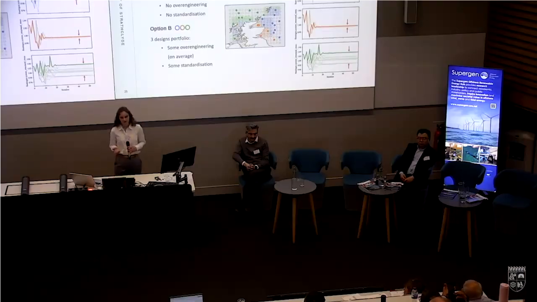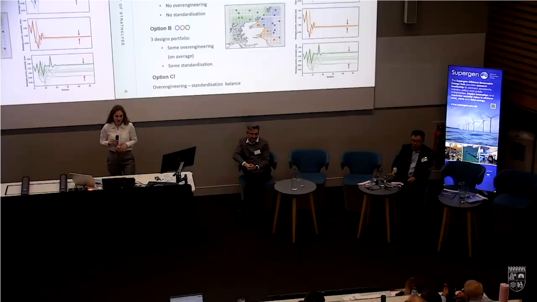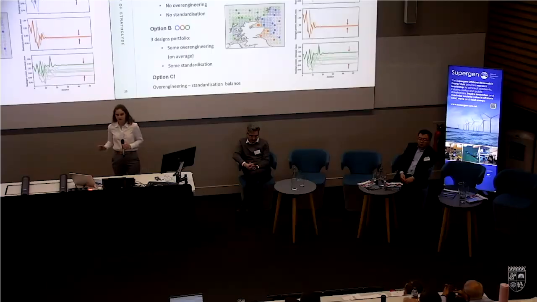So which option is better? Is it A or is it B? As it usually turns out, it's C. We should balance over-engineering with standardization. In the middle plot, you can see a map of 3 clusters, green, blue, and orange, with some locations identified for this optimization. And on the right-hand side, these are optimization time histories, or convergence histories, aiming to minimize the mass of the platform, which is a proxy for cost.